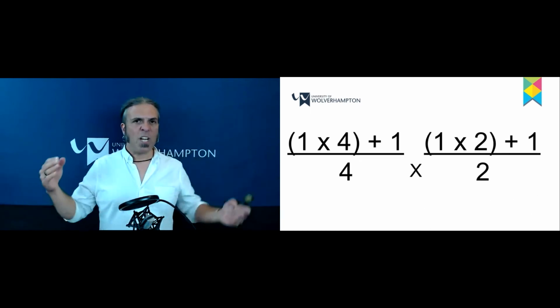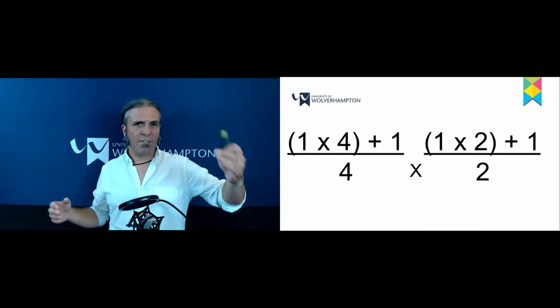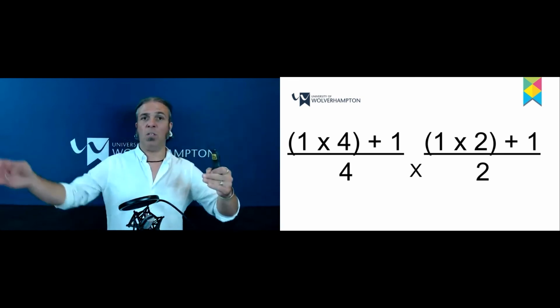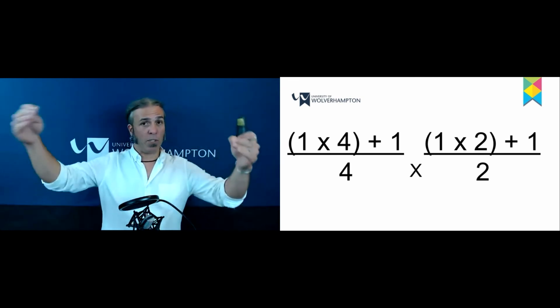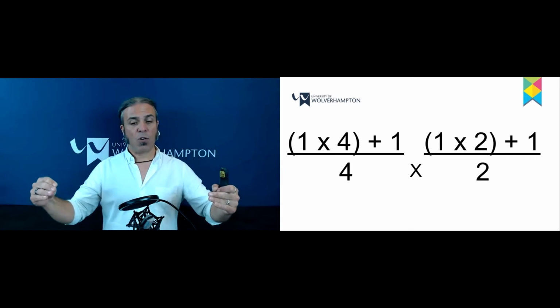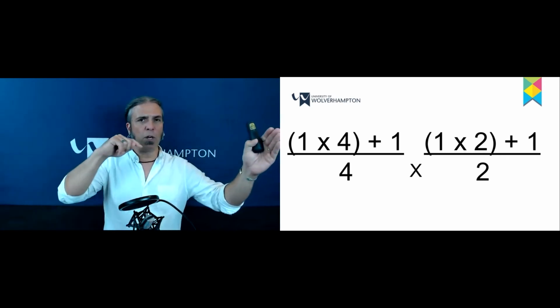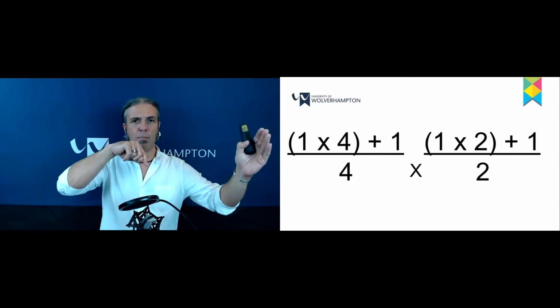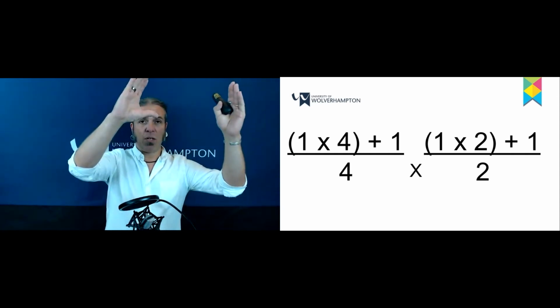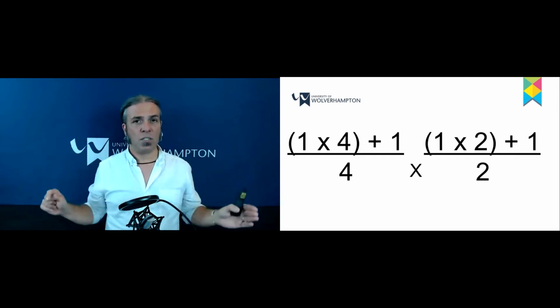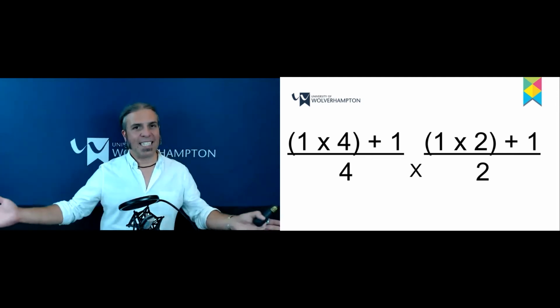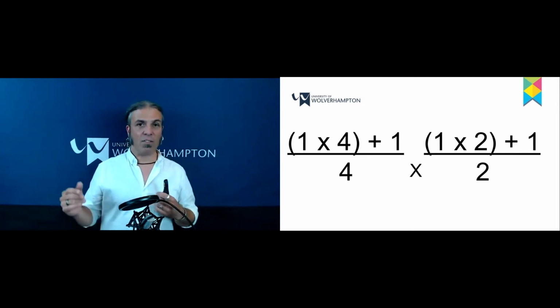We've got a denominator on the left-hand side of 4, so we put that at the bottom. On the right-hand side, we've got 2, so we put that underneath as well. Then we've got a whole number of 1, so we just multiply that by the denominator and put that on the top in brackets. And then we just add it to the numerator. As you can see on the right-hand side, I've done the same.